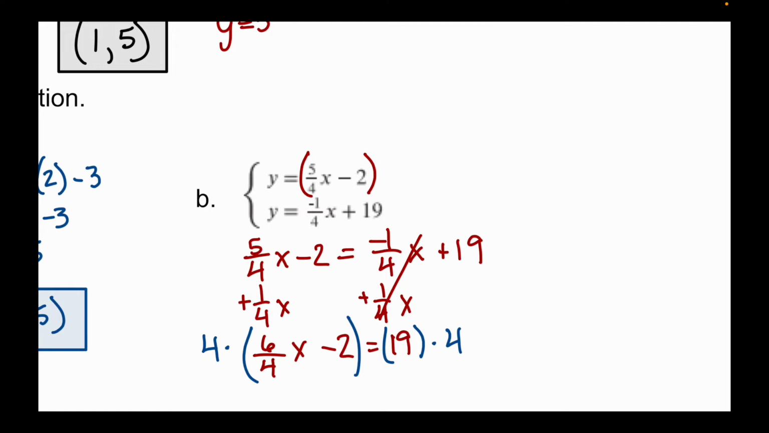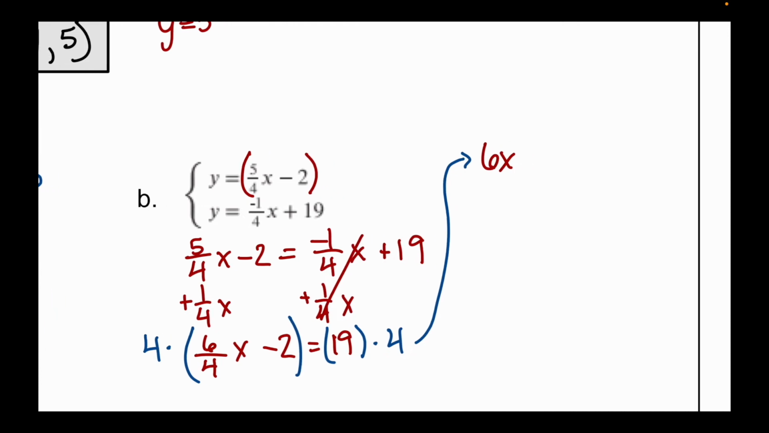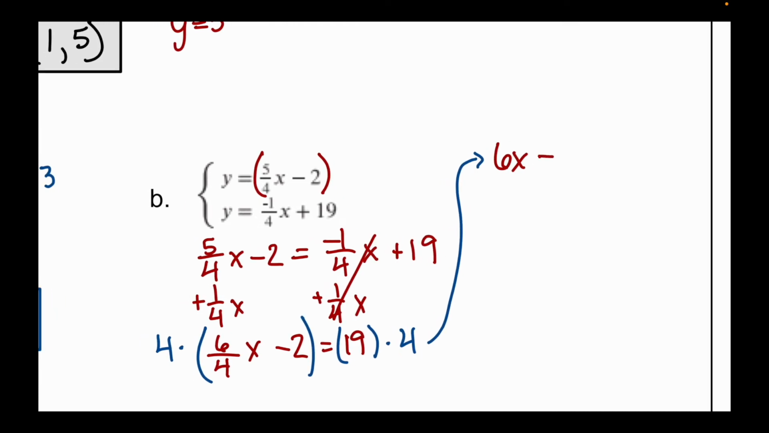So that will leave us with, we'll continue my work up here in red. So this will still just be 6x, but then we'll have to do 2 times the 4 and get negative 8. This is going to be equal then to 19 times 4, which is 76. 2 more steps. We're going to add 8 to both sides. 6x equals 84. And then we're going to divide both sides by 6.